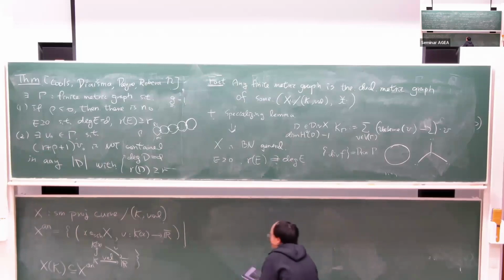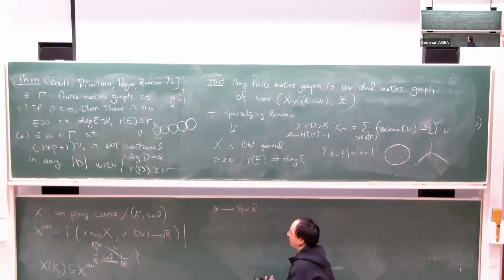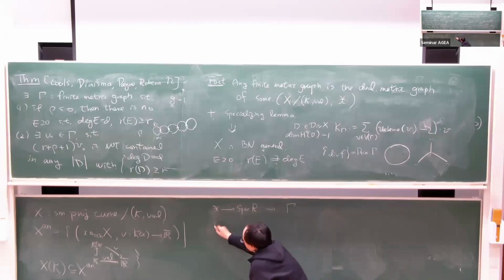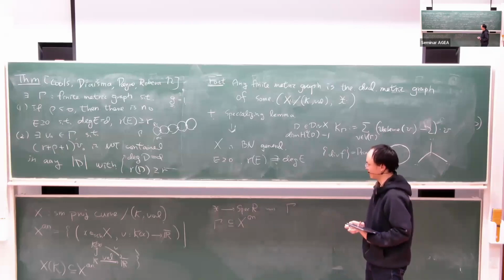Let me skip some details. So let's say we have a regular semi-stable model. This will give you a metric dual graph, as we said in the beginning. So we also have a natural inclusion from this metric graph to the Berkovich analytification. This requires some explanation.